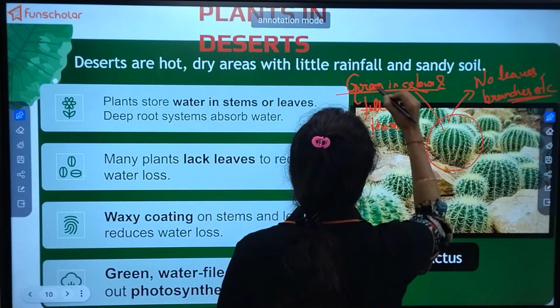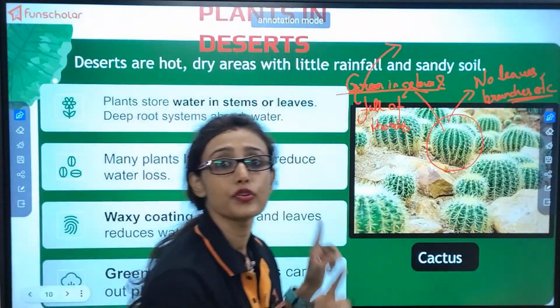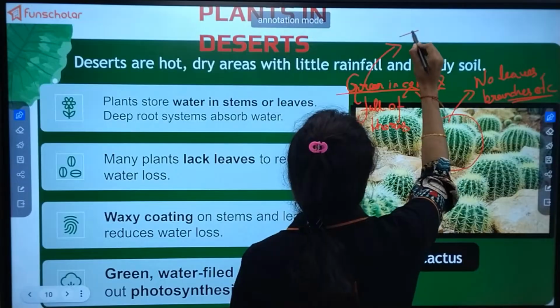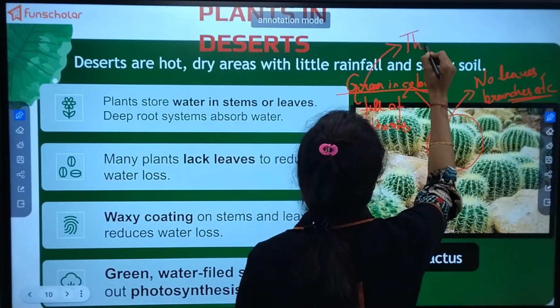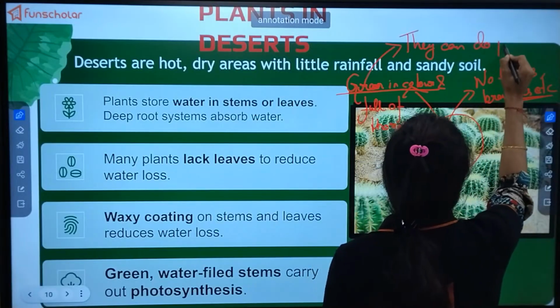So green in color means they can do what? They can do photosynthesis. That is, they can make their own food. They can do photosynthesis.